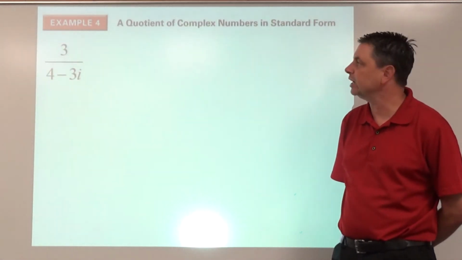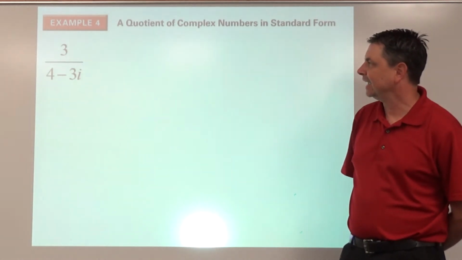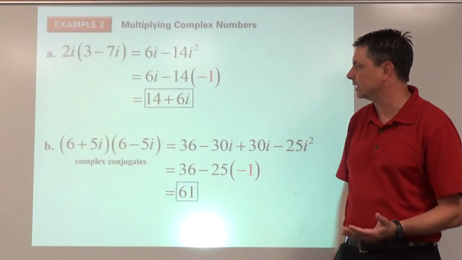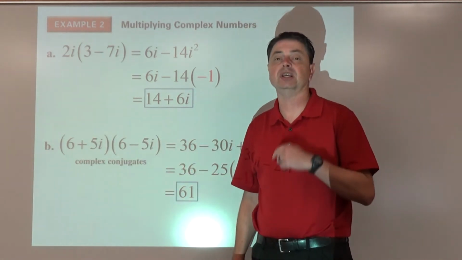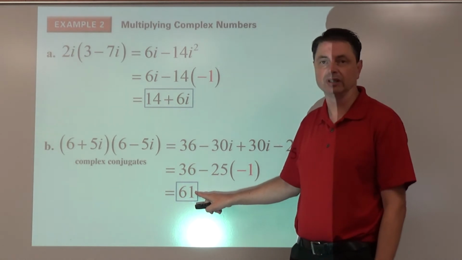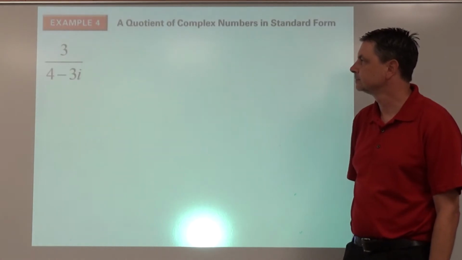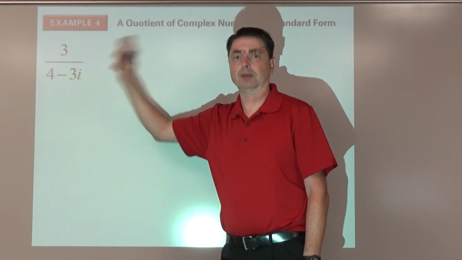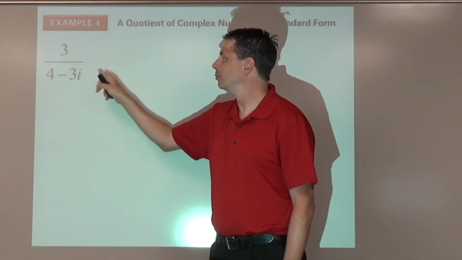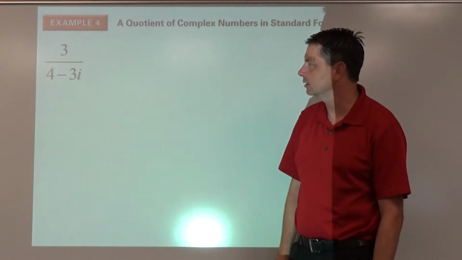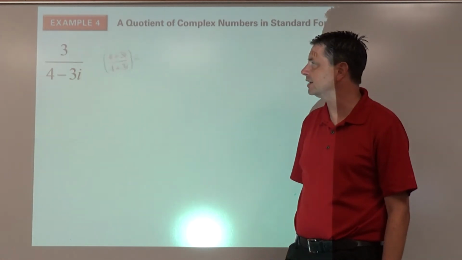And our last operation with complex numbers is going to be quotient or division. And the result that we got back here is going to be the key to this, because we don't want our denominator to be imaginary. We need it to be a real number. So to make that happen, we use the idea of complex conjugates. To fix the denominator and make sure that it's a real number, I need to multiply top and bottom, to be fair, by the complex conjugate of the denominator. Since the denominator is 4 minus 3i, we're going to need to multiply top and bottom by 4 plus 3i.